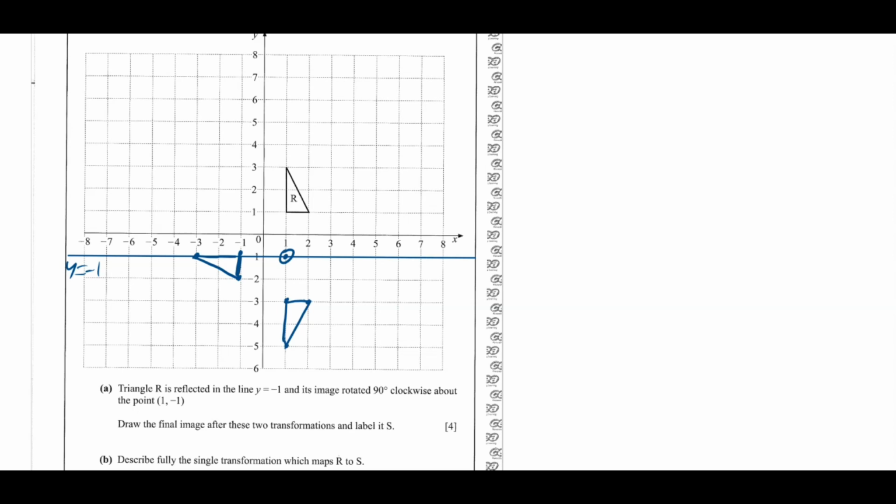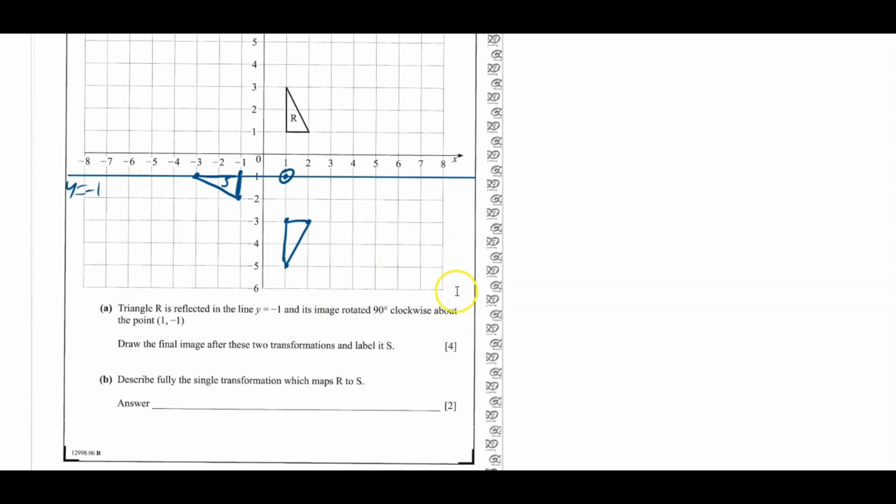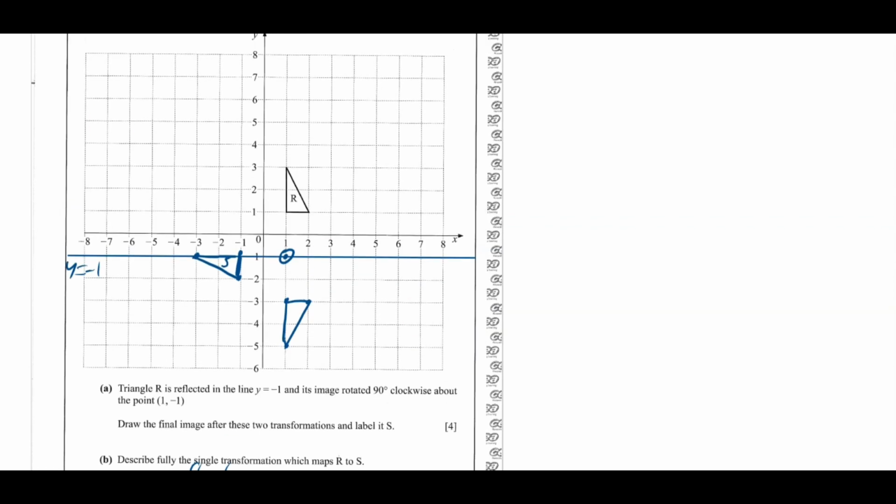And that's where it is, and we're going to label this S. And describe fully a single transformation which maps R to S. So R back to S is going to be a reflection in the line y equals -x. Okay, so I'll just draw on y equals -x here to show you how that is.